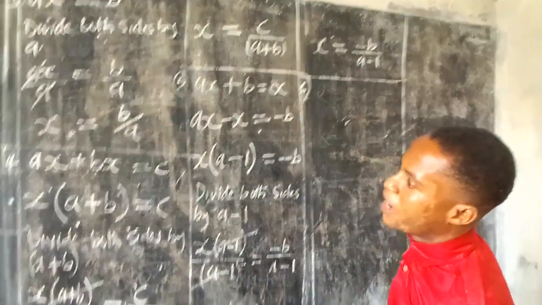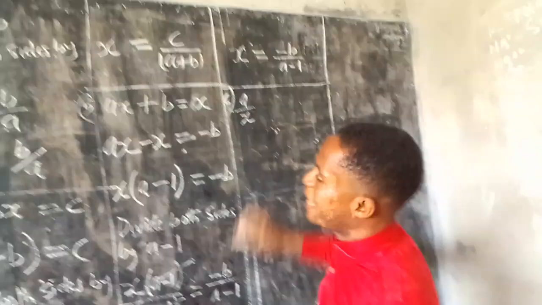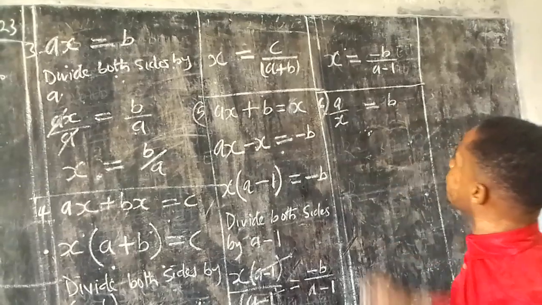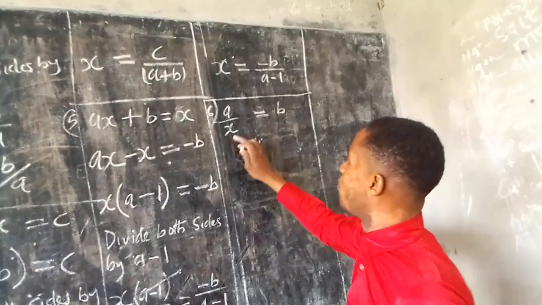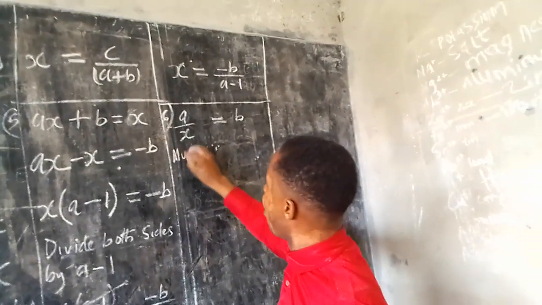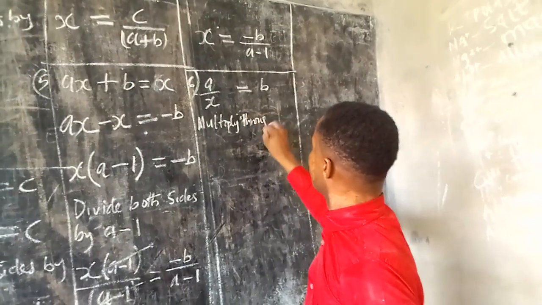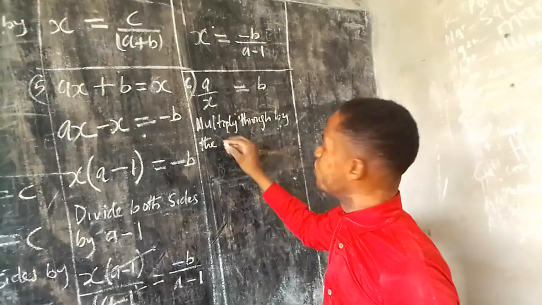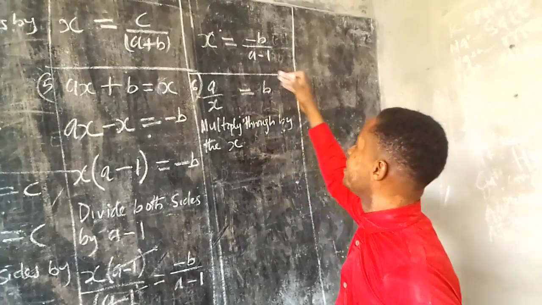The 6th one is a over x equals b. So when you have a denominator, the simple way to do it is to multiply through by the denominator, which is what? x. So that means here multiply by x, here multiply by x.